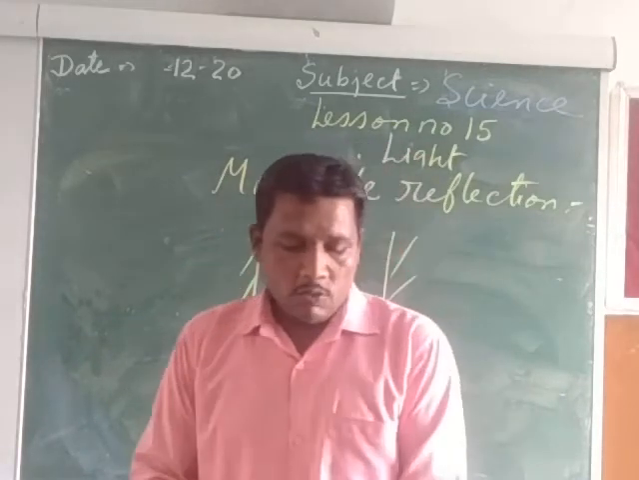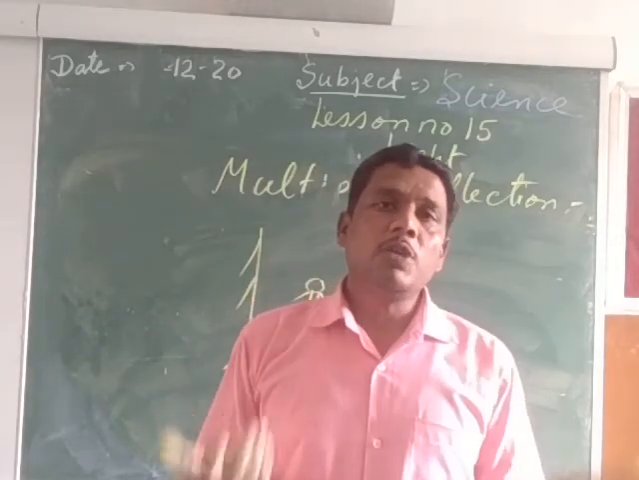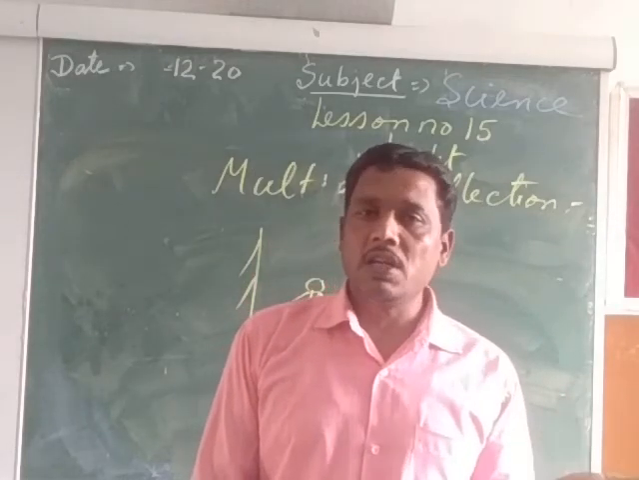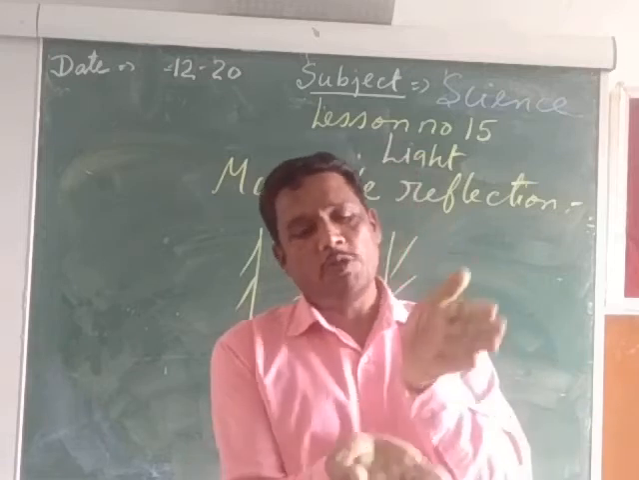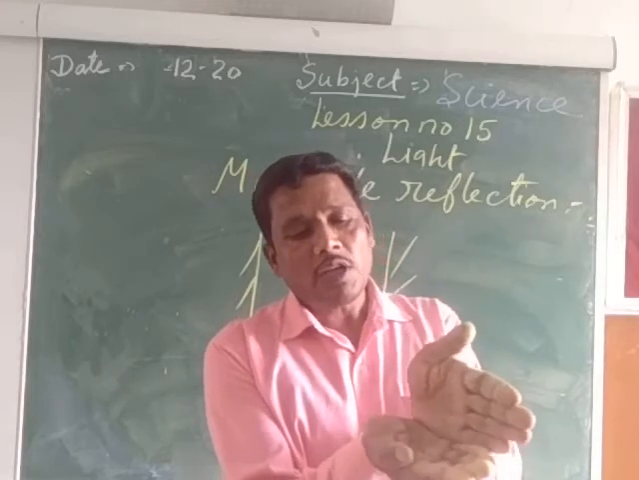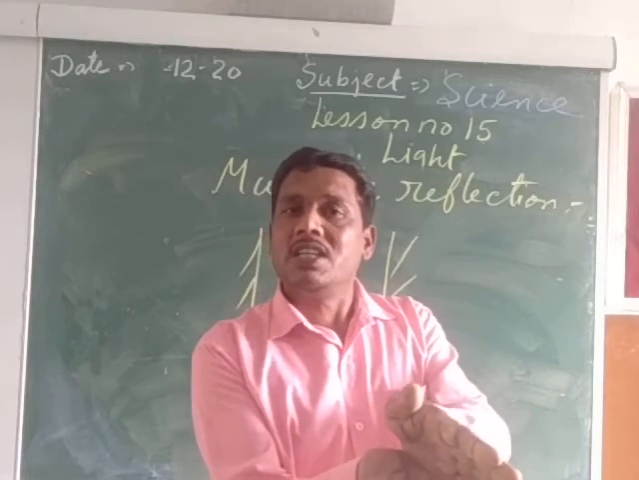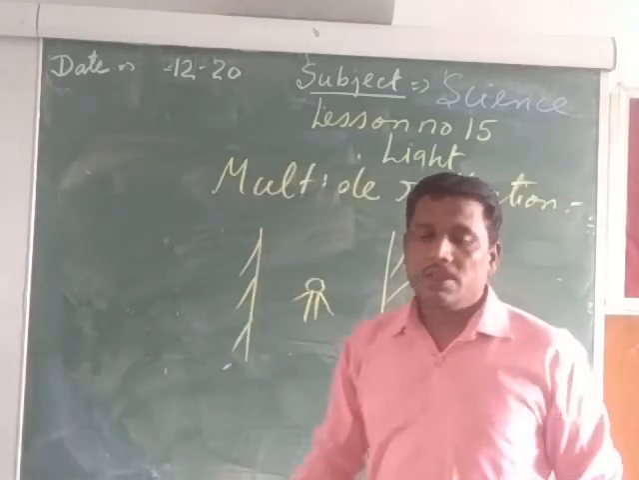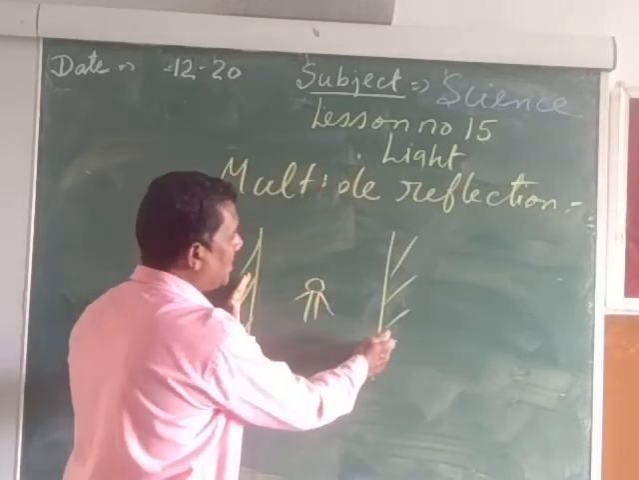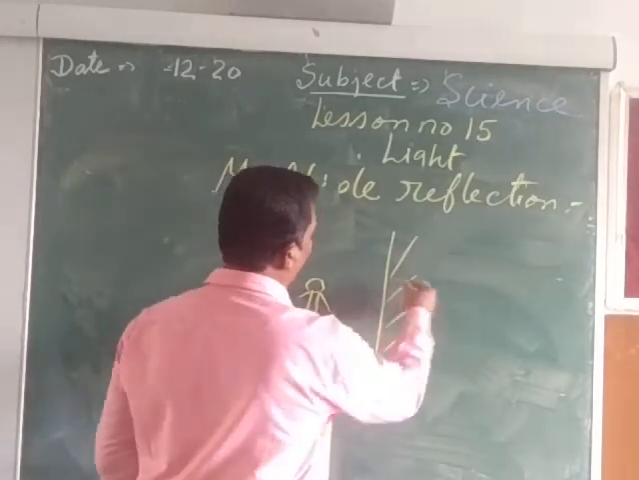So my child, what is multiple reflection? When two plane mirrors are arranged at an angle, we get more than one image of the object. That is called multiple reflection. Actually, one plane mirror gives one image, but when two plane mirrors are kept at an angle of 90 degree, we will get three images. Suppose we reduce the angle to less than 90 degree between the two plane mirrors, then we will get multiple reflection. And suppose the two plane mirrors are kept parallel, then we get infinite images of the object in the mirror.